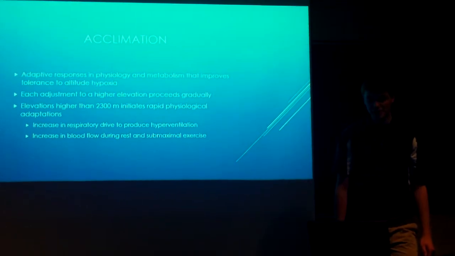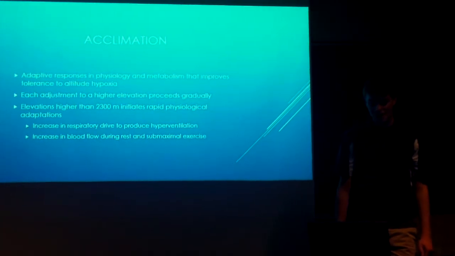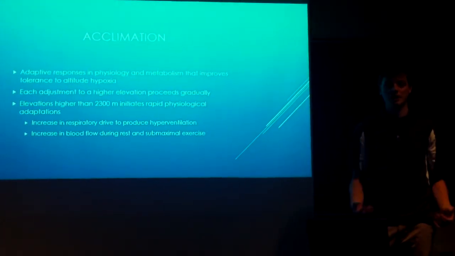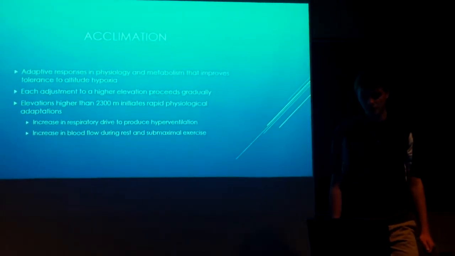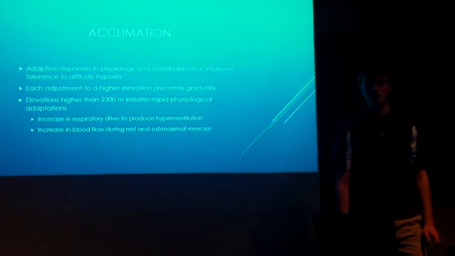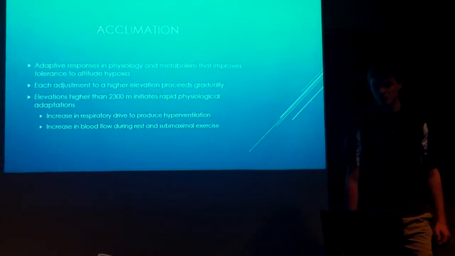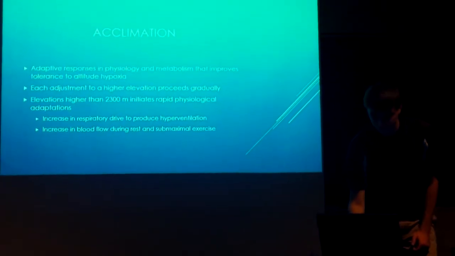Elevations higher than 2,300 meters initiate rapid physiological adaptations. So you'll see an increase in respiratory function, so hyperventilation, and you also see an increase in blood flow. And that's going to happen during rest and also maximal exercise. So your heart and your lungs are working harder to get the oxygen to the rest of your body.